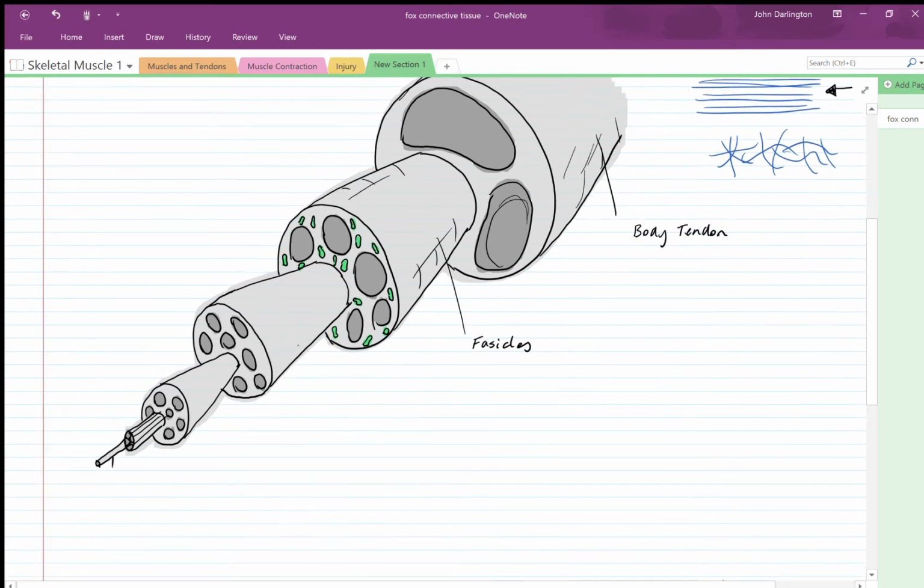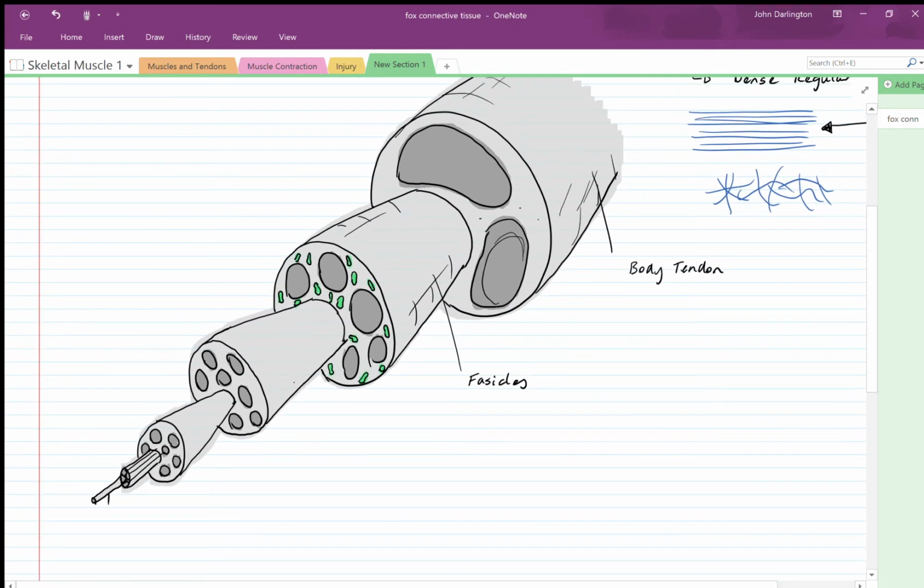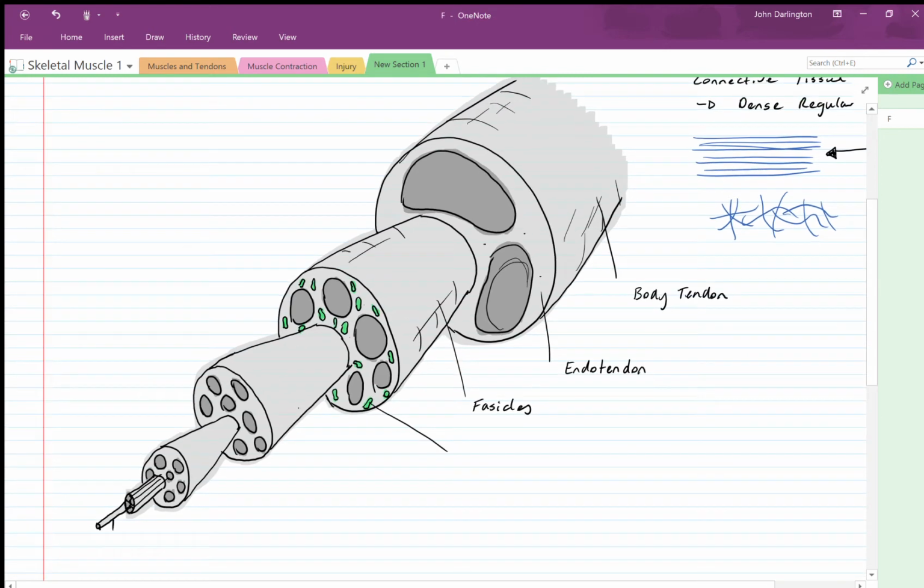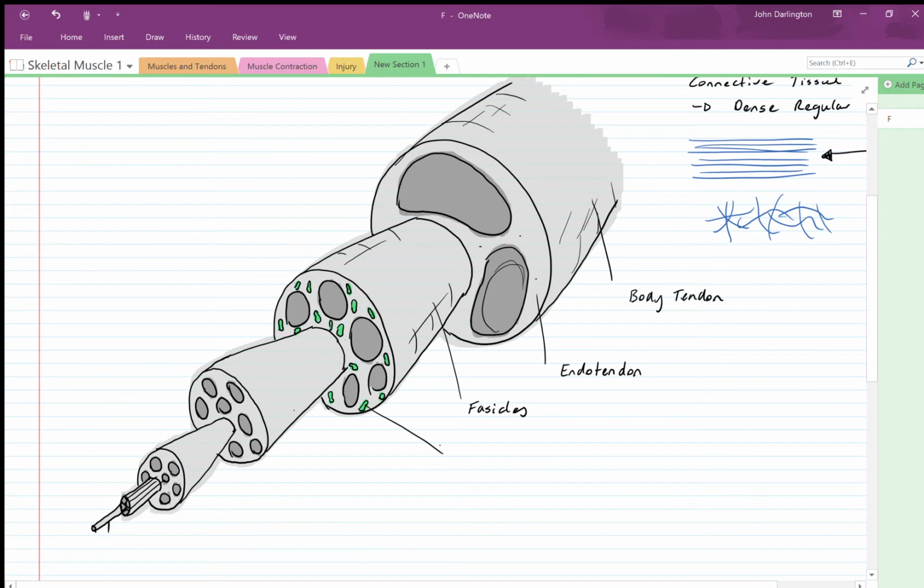Now, in between the fascicles and in between the further bits within the fascicles, and I've drawn them here as little green bits, but they're also found in here, is called the endotendon. And the green bits are the cells, which I'll come back to, but I just want to let you know that these cells are also found in the endotendon here.